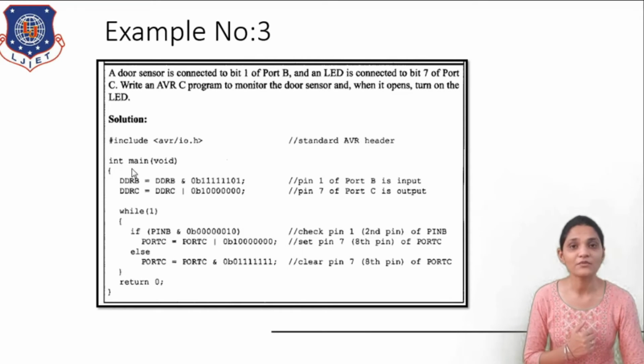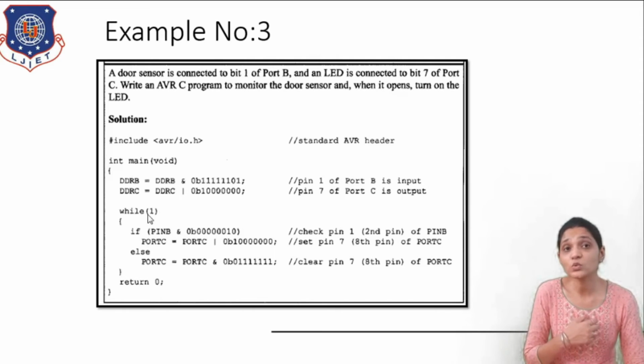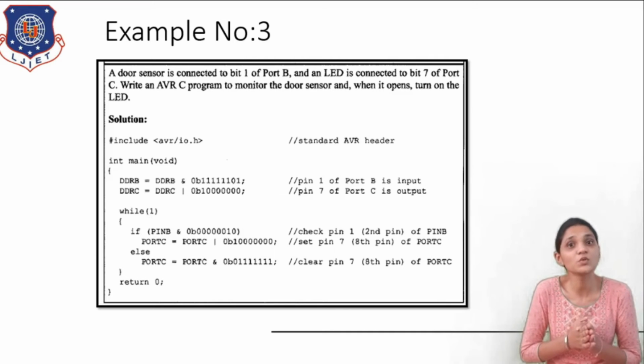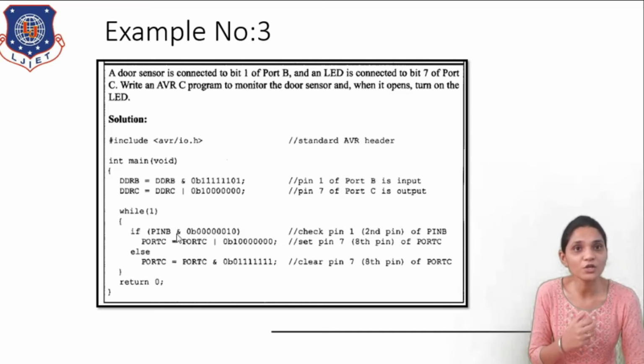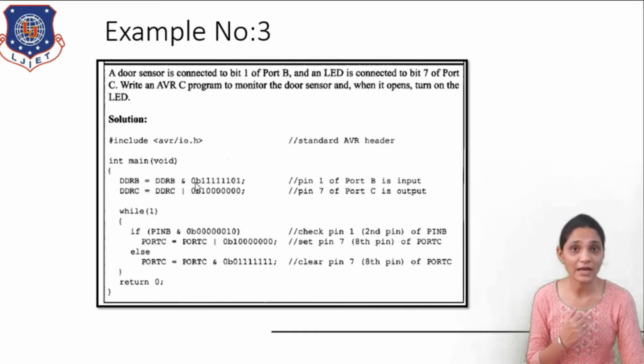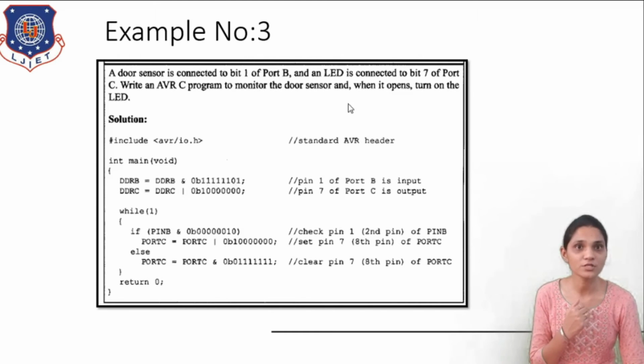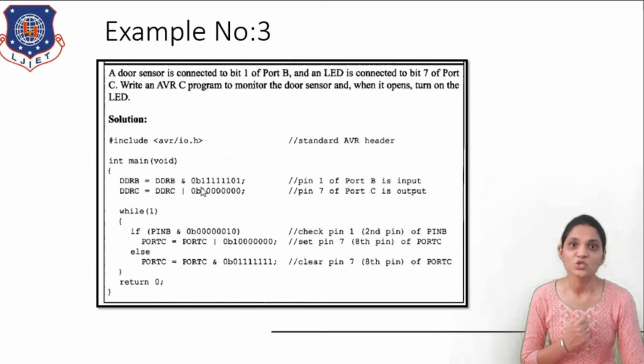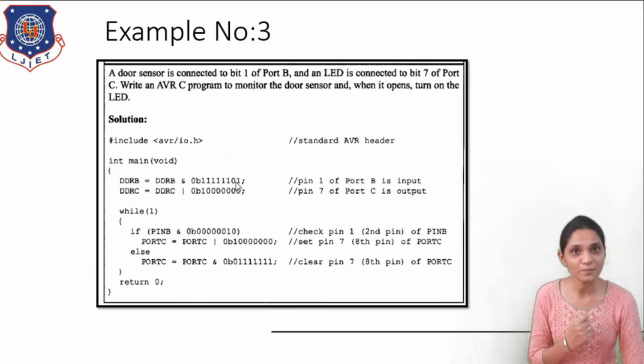Okay, so first we have to make the input port and output port, and we require to use that particular bit, not the whole port. We can also make that particular bit of that port an input or output by using DDRB equals DDRB AND 0b11111101, that is, bit 1 is 0 and the rest of the bits are 1. So it will make that particular bit a 0, so it will become your input pin.